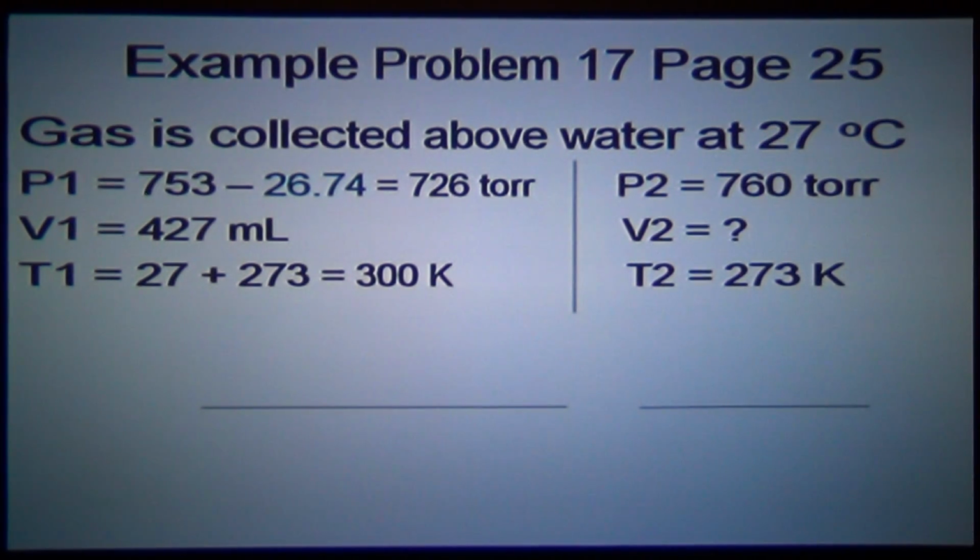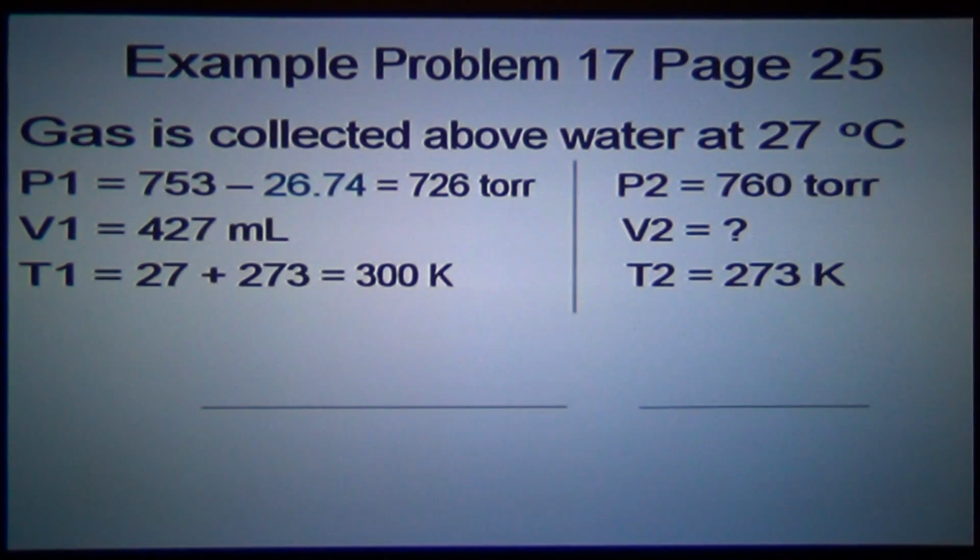So in this problem, when they collected the gas above water, the initial pressure was 753 torr. That 753 represents the pressure of the wet gas. To do calculations, we need the pressure of the dry gas. So all you have to do is look at the temperature stated in this problem, and it was 27 degrees. Go to your table of water vapor pressures and look up, at 27 degrees, what is the vapor pressure of water? From the table, the vapor pressure of water at 27 degrees is highlighted in blue.